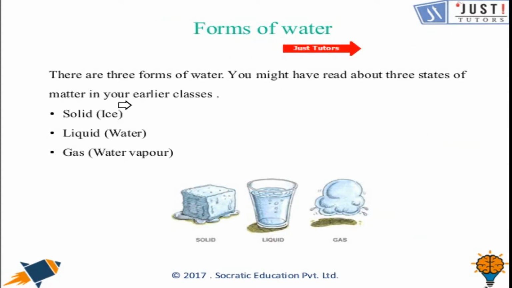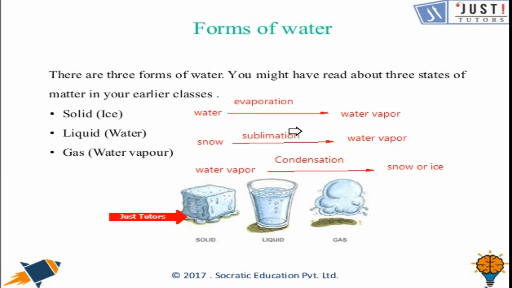Well, there are three forms of water: solid, liquid, and gas. So conversion of water into water vapor is known as evaporation, and the process of snow and ice changing into water vapor in the air without melting into water is known as sublimation, and the opposite of sublimation is known as deposition. So this was all about different forms of water.